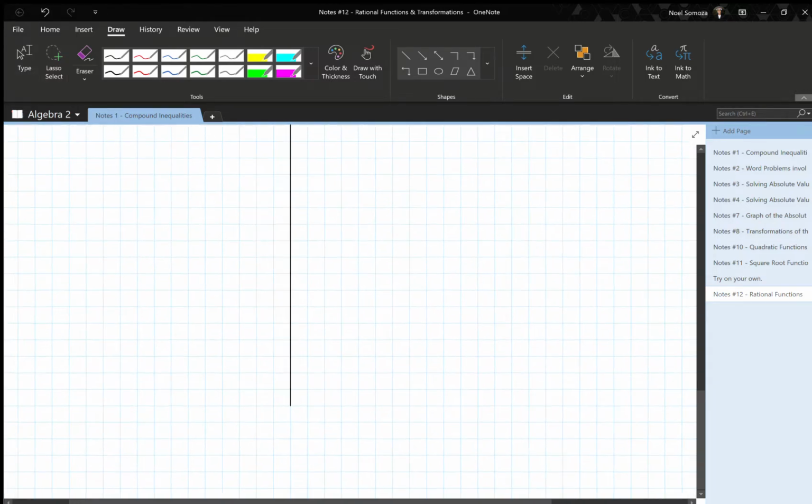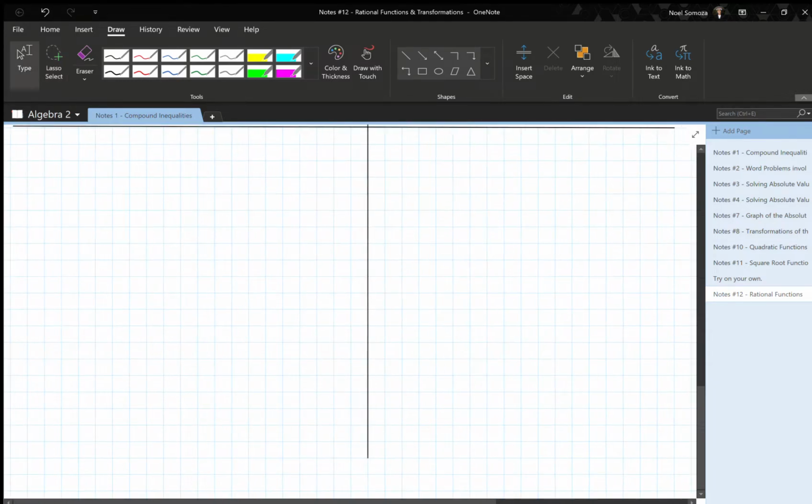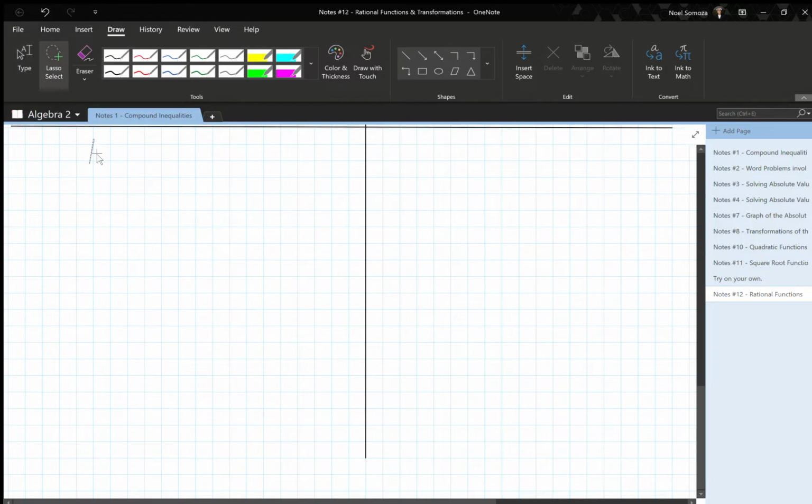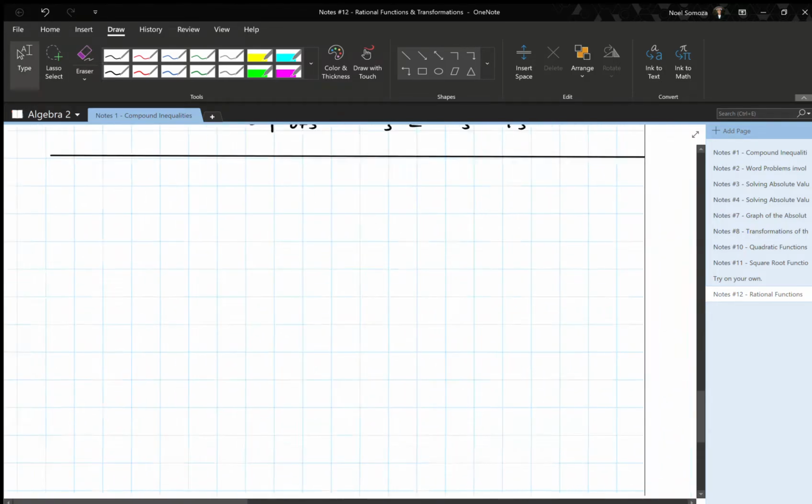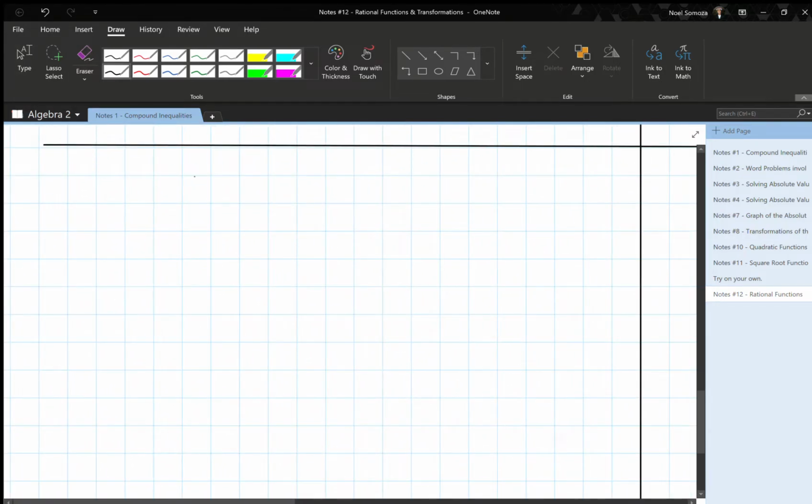Next function here, we're looking at f of x is equal to -3 over x minus 2, and then plus 3.